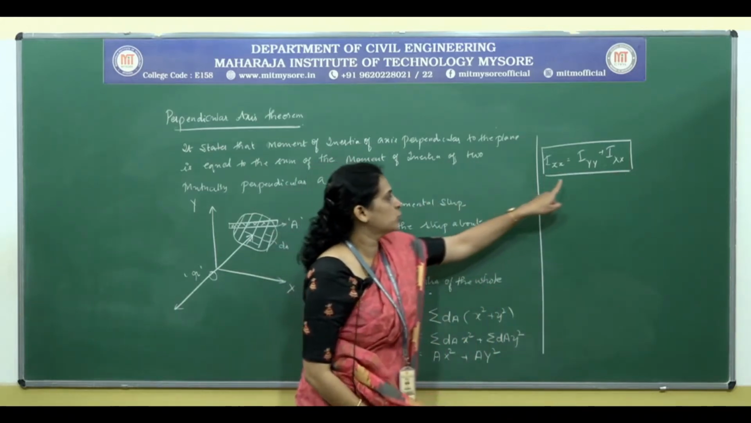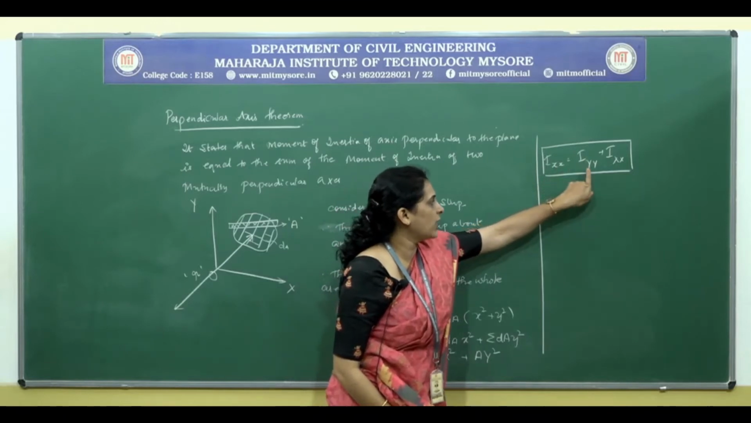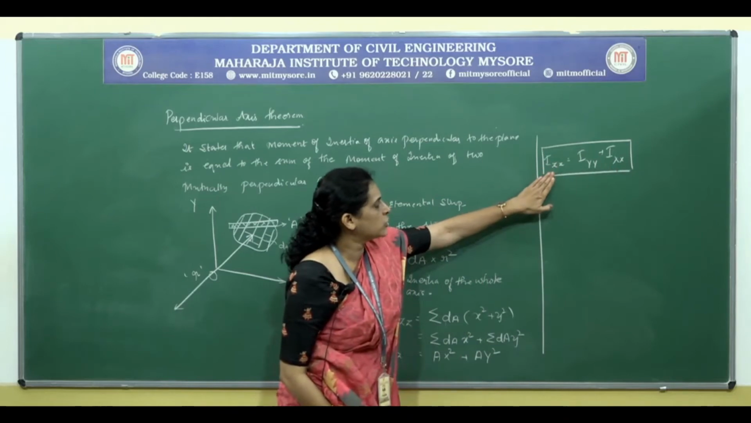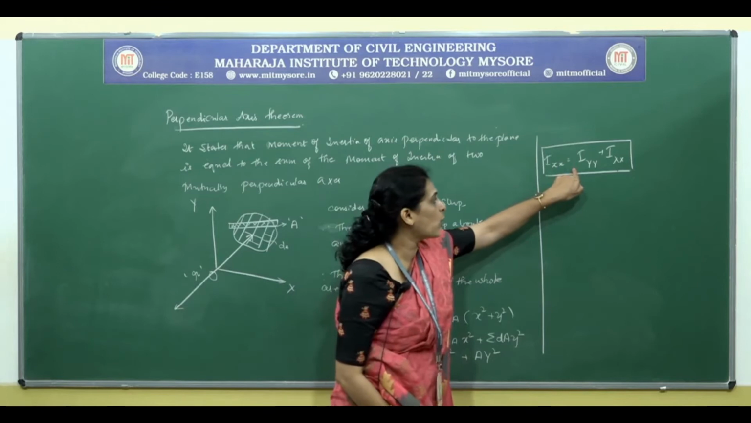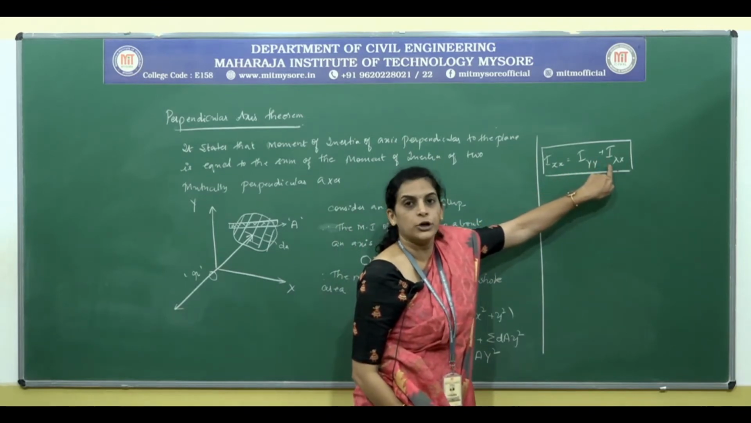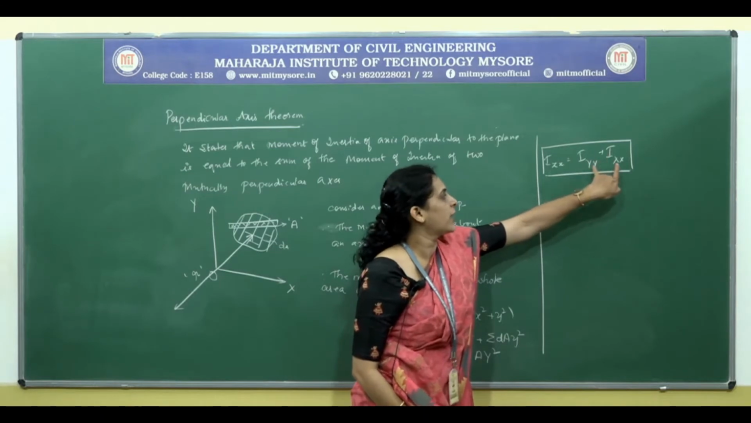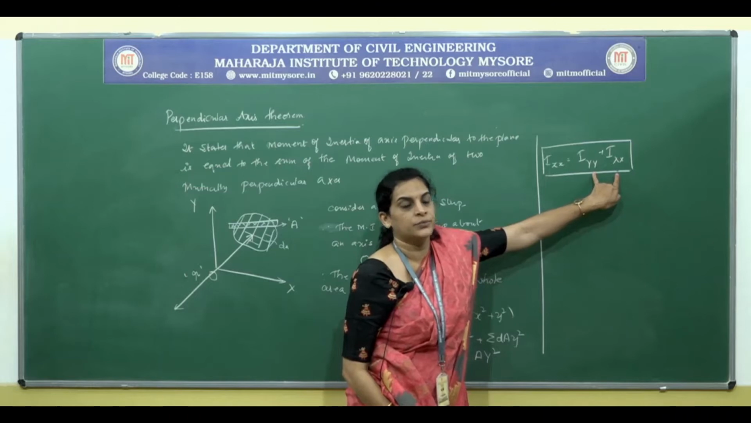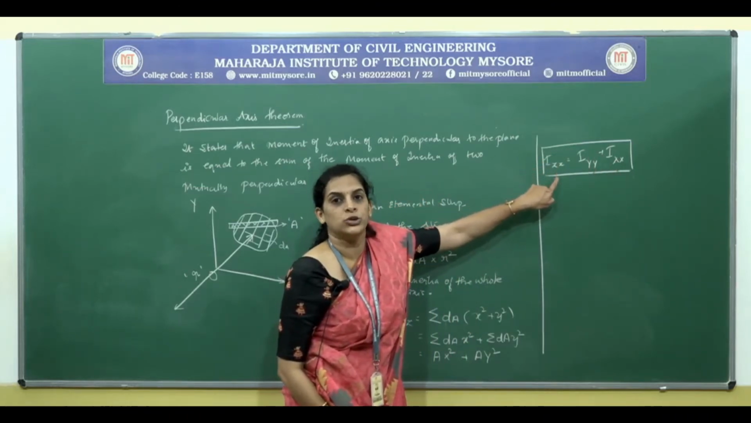So, here it is that Izz is equal to Ixx plus Iyy, that is the moment of inertia of an axis perpendicular to the plane is equal to the sum of the two mutually perpendicular axes. So here we have x and y axes that are mutually perpendicular, and here is the axis that is perpendicular to the plane.